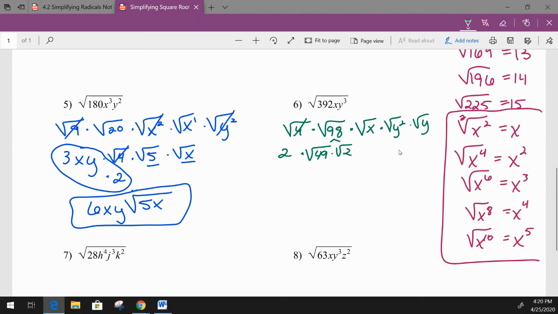Oh, I also will have this square root of y squared. I probably should have put that up front with that 2. But then the x and the y are still going to be underneath. Those are not perfect squares. All right, so we just have a little bit more simplifying to go. The square root of 49 is 7. Multiply that by the 2y that's already been taken out. So we get 14y. And then inside the radical, you're going to still have 2xy.